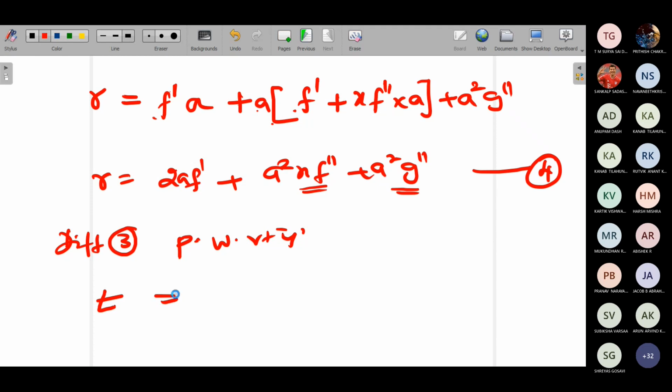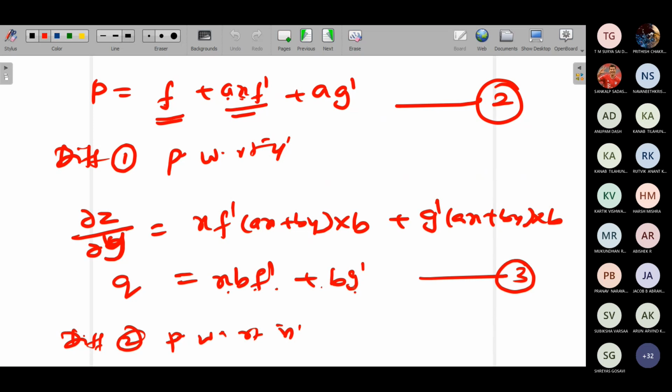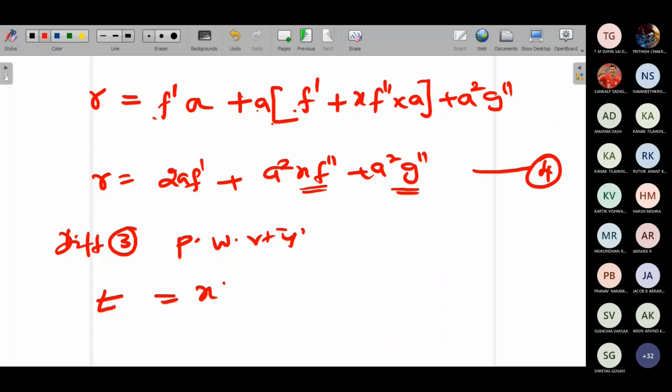So this will be equal to what you will get. You have to do it with respect to y. So when you do it with respect to y, you will get xb square into f double dash. What about the other term? b square into g double dash.